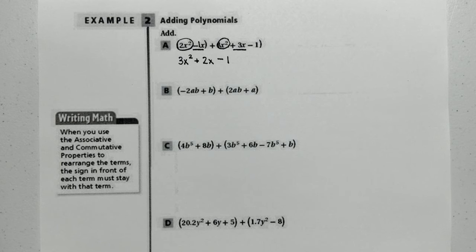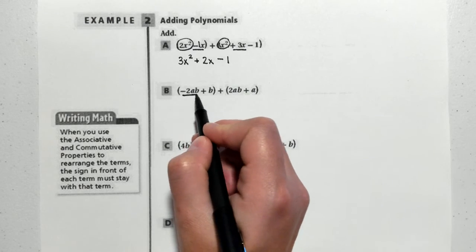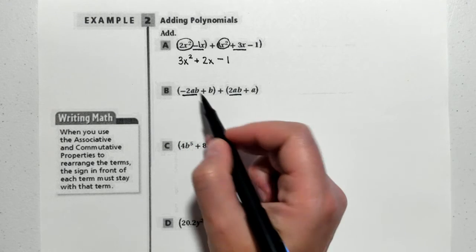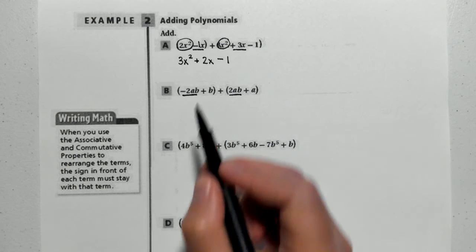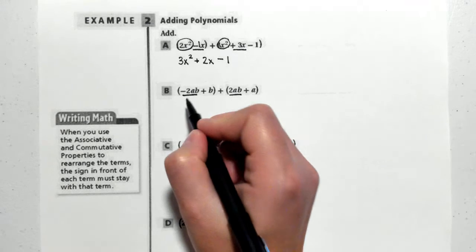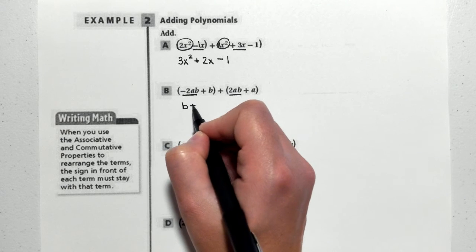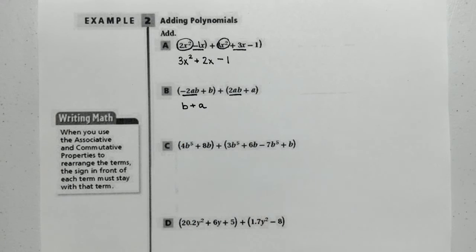B, I have negative 2ab plus b plus 2ab plus a. The negative 2ab and the 2ab are like terms, but when you add them together, negative 2 plus 2 gives you 0. B and a are not like terms, so we can't add them together. So b plus a will be our expression simplified.